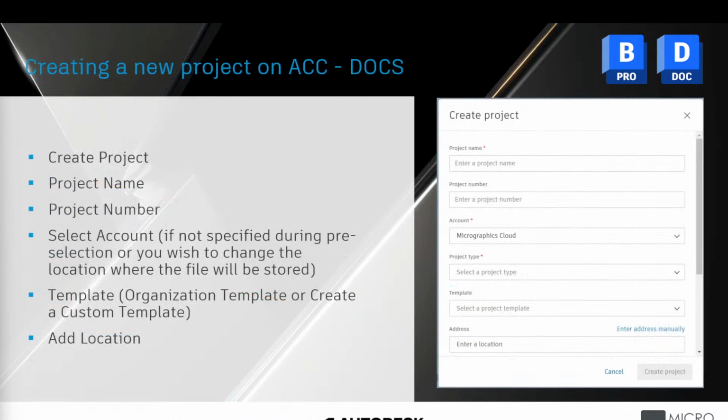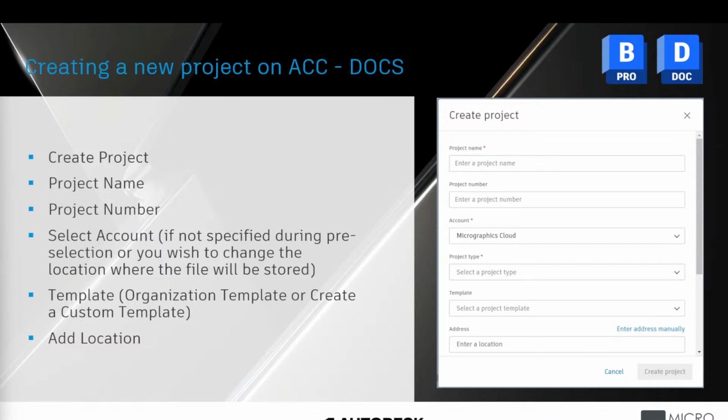When creating a new project on ACC Docs, you will be navigated to the screen where you will see how to create a project. First off, you'll have to name your project, choose a project number, whether you have a convention used in your office or ISO standard. Then you select your account under which your project will be saved and all your data related to it, project files.